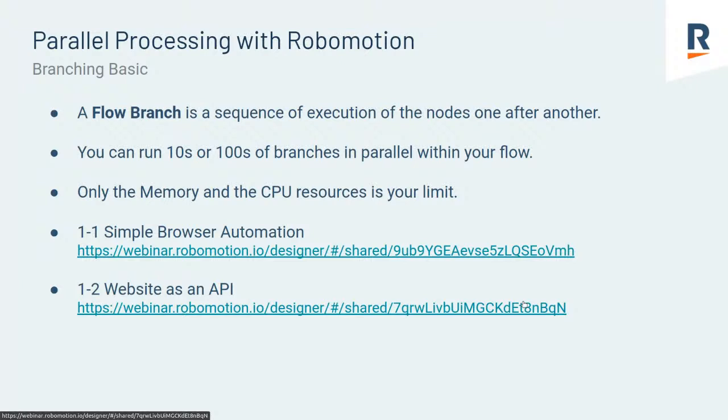A flow branch in Robomotion is just a sequence of execution of nodes you connect one after another. That's what we call a branch. Robomotion is a little different. It's an RPA product. In the market, most RPA products provide you one sequence of automation. You can open a browser, go to a link, click something and download something. This is just one sequence. But with Robomotion, you can run multiple branches of sequences in just one flow.